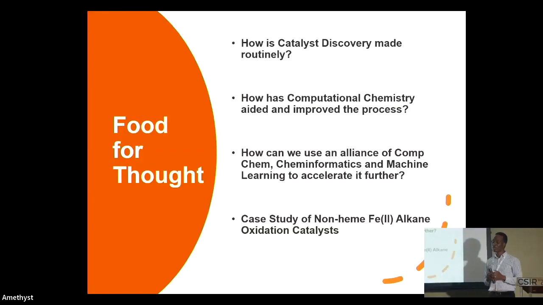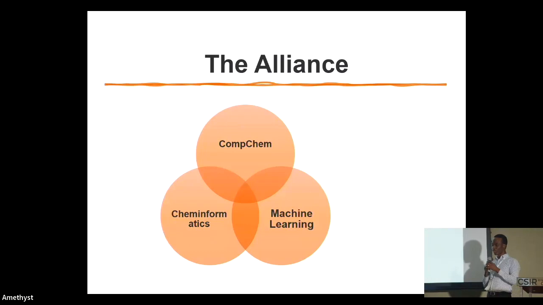Now, keeping all this in mind, we've been working on a case study of non-heme iron(II) alkene oxidation catalysts. These are catalysts that have been used to convert light alkanes like methane, which is a greenhouse gas, but when you convert it to methanol, it can be used in fuel cells and several other applications. So we've been trying to use machine learning techniques, cheminformatics, and computational chemistry methods in order to improve this catalyst and possibly predict newer ones that have a basic structure that resembles the ones of these non-heme iron(II) complexes. Next slide. Okay, so this is the alliance.